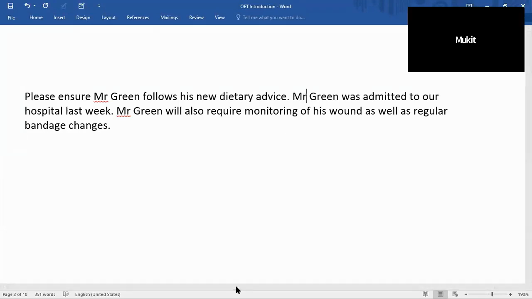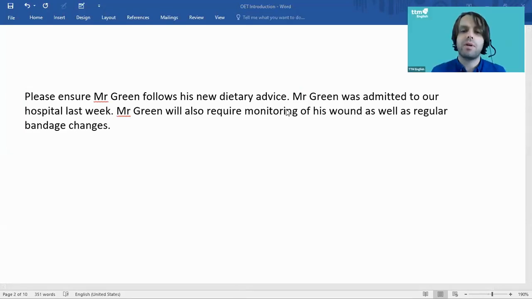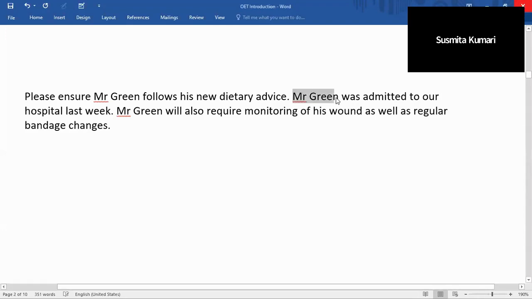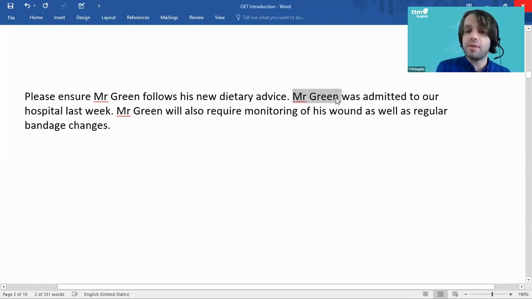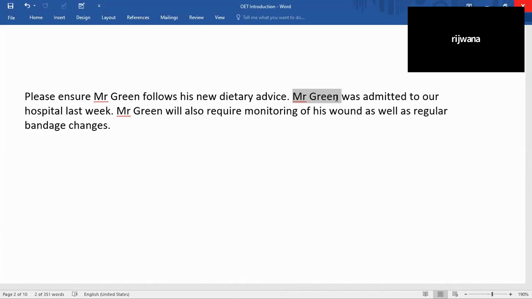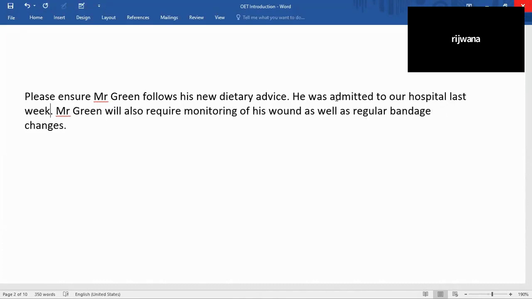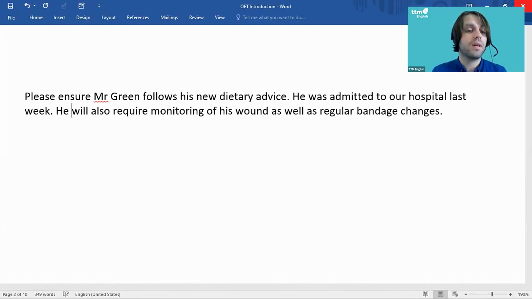I don't think that's good writing, because there's lots of repetition of the name, isn't there? So what can I write? What should I put here? The first time in a paragraph, we use the name. The second time, we use a pronoun, like he. And then all the other times inside the same paragraph, we can use this.